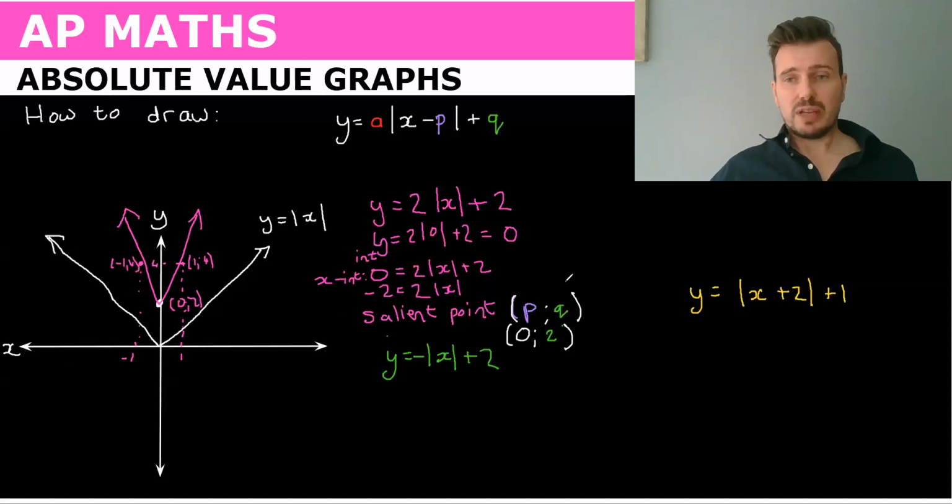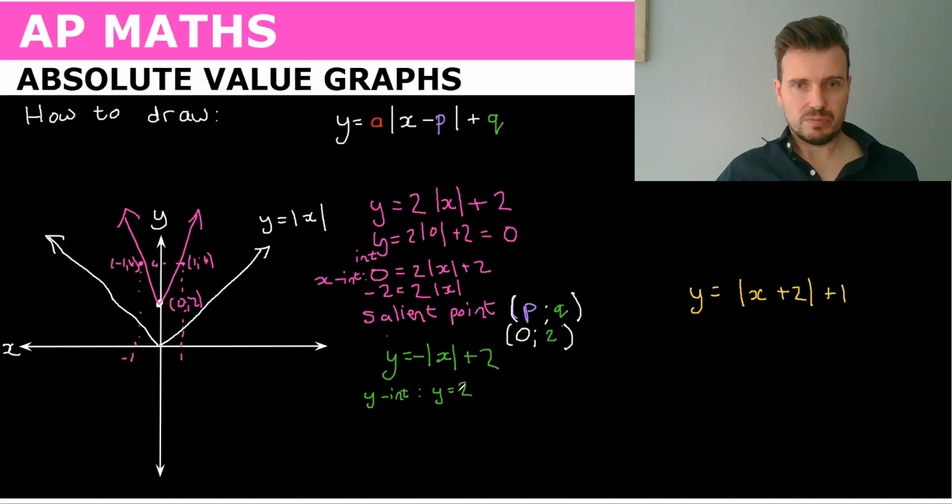Okay, now let's look at the green graph. So we want the y-intercept, and that's where x is equal to 0. So we get y equals 0 plus 2, which is 2. So again, the same intercept.